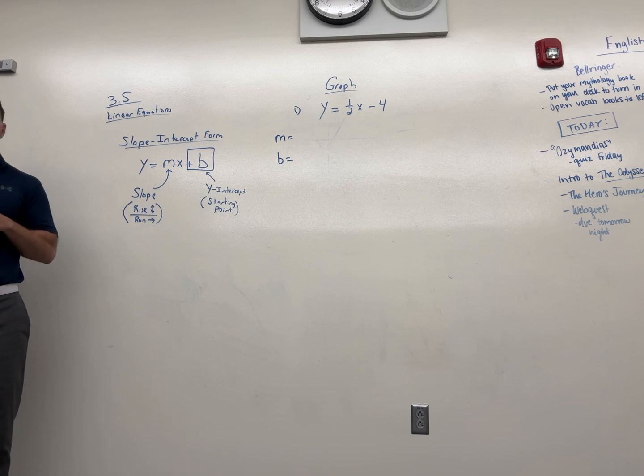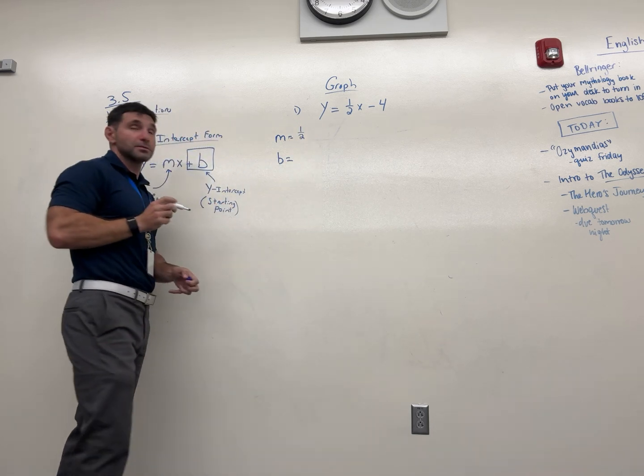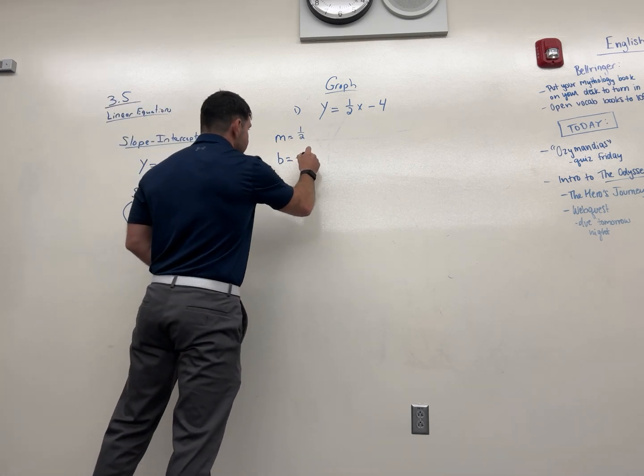Lucy, what's my m? What's my slope of that equation? 1/2. Daniel, what's my y-intercept? Be careful. -4. Very good. -4.